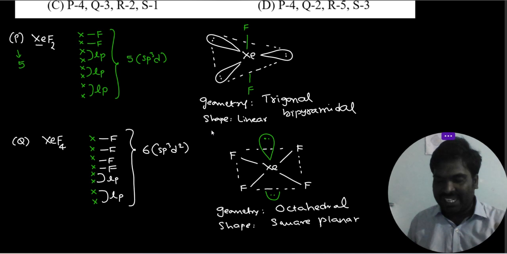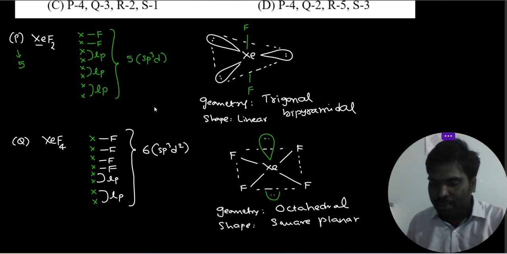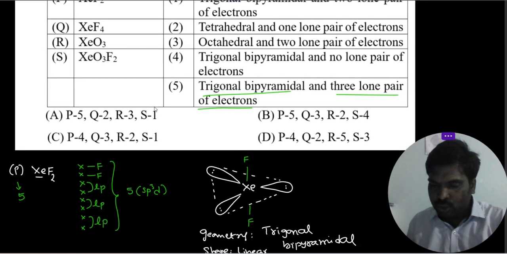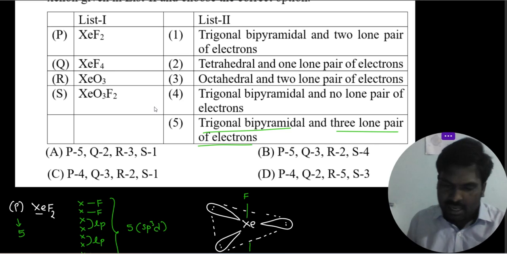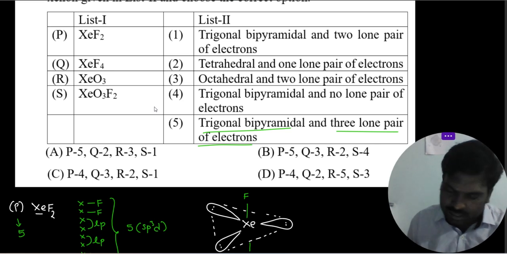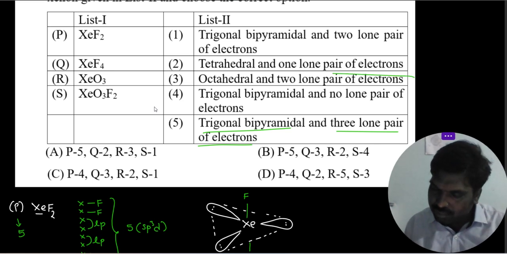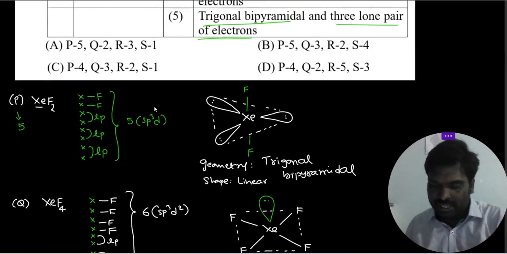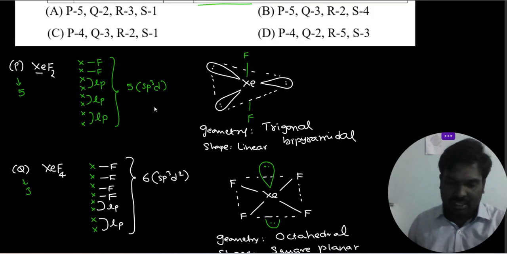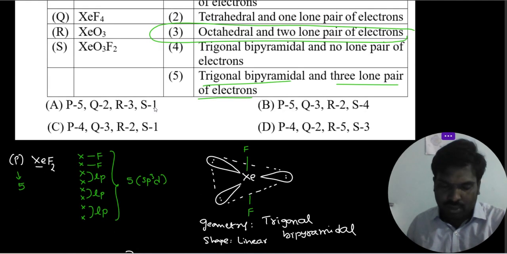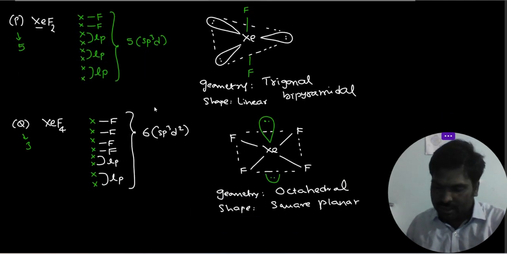So now Q is matching with which one? The question asks for geometry, and the geometry is octahedral. Then on central xenon, how many lone pairs are there? Two lone pairs. So octahedral and two lone pairs, which is the third one. Q is matched with 3. Understood? Now coming to R, XeO3.